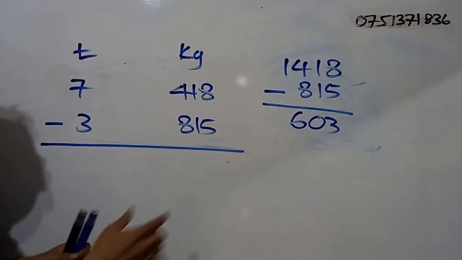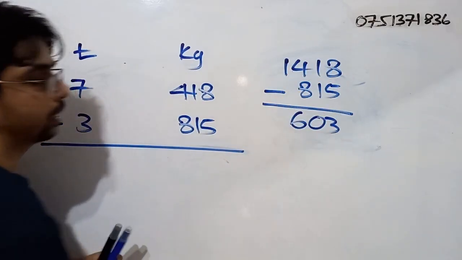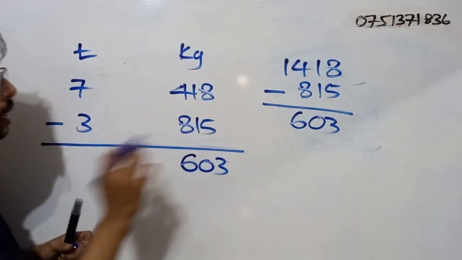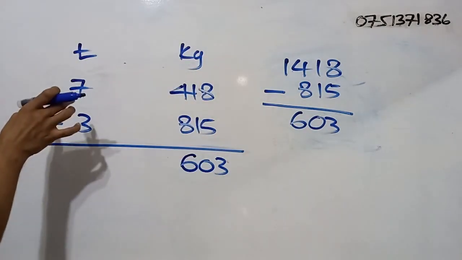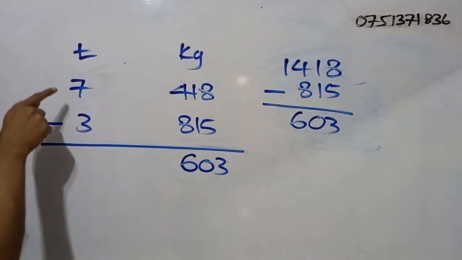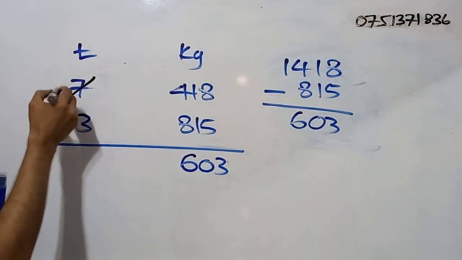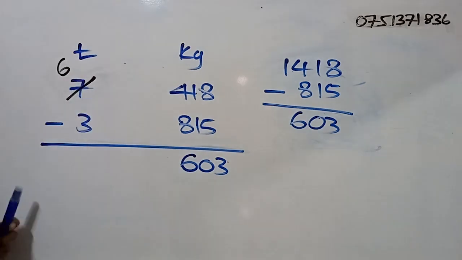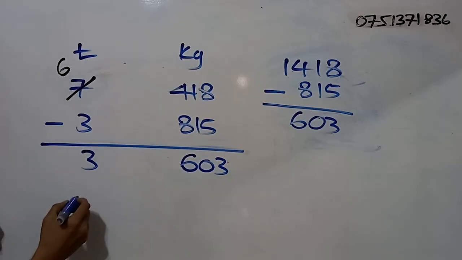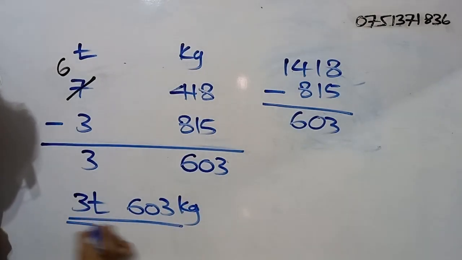Now can we subtract 815 from it? Of course. Okay, so 1418 minus 815, we get what? 603. So that is the number that we can write under the kilograms column. Now the subtracting of the kilograms is over. So we move to the metric tons. So we gave 1 metric ton to the kilogram side. So how many metric tons are there now? 6. 6 minus 3, what do we get? 3. So finally, what's the answer? 3 tons and 603 kilograms.